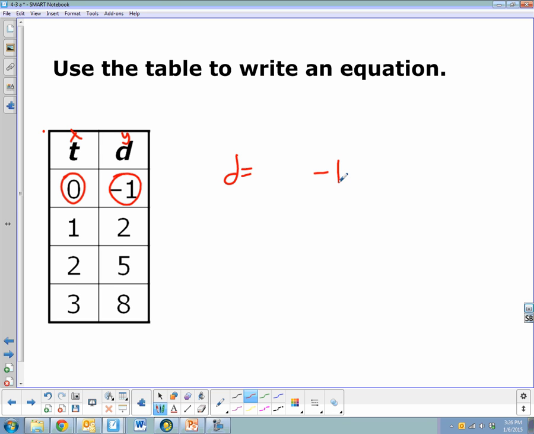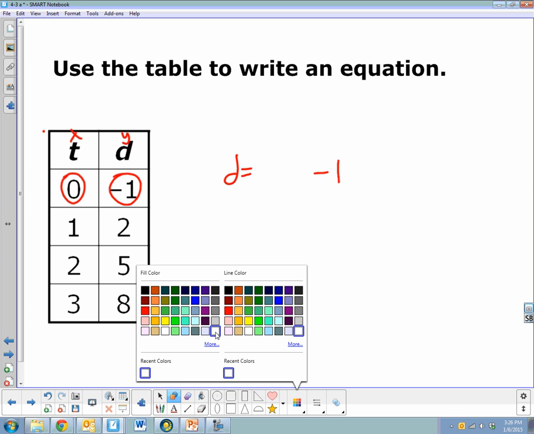Let's check the next one. Is 1 minus 1 2? No, it is not. That makes things harder. So it didn't work to just subtract 1. But we know it has to be -1 because there's no other way to get from 0 to -1. So we have to ask a different question. Instead of 1, let's ask what would have to be here.